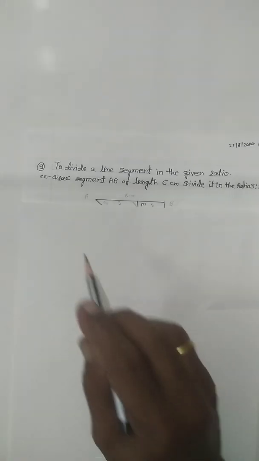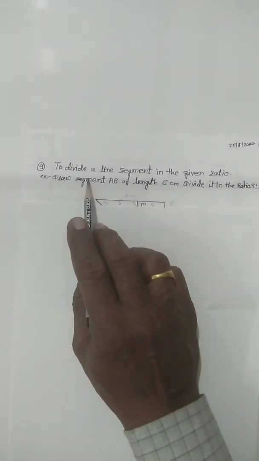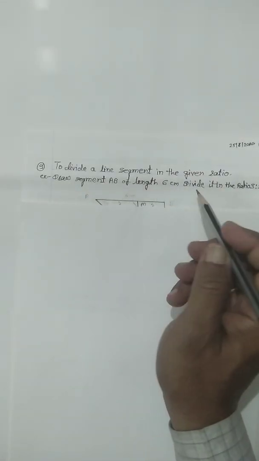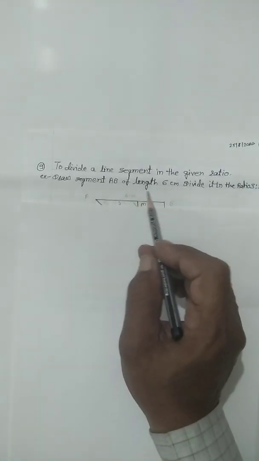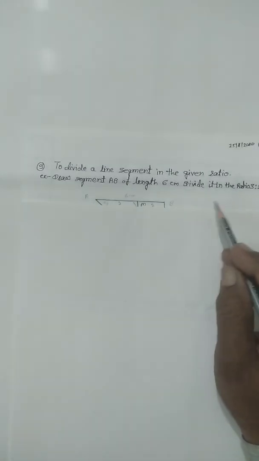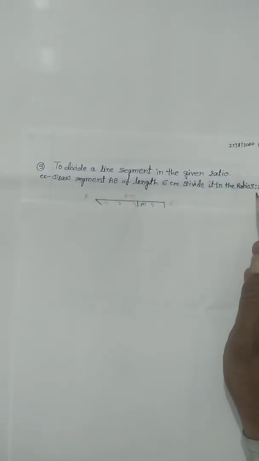Today we are going to study the chapter Geometric Construction, chapter number 4, Math Second. Now, today we are going to study some constructions to divide a line segment in the given ratio. Draw a segment AB of length 6 cm. Divide it in the ratio 3:2.